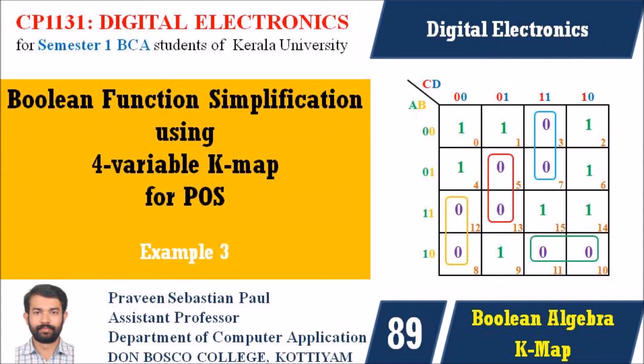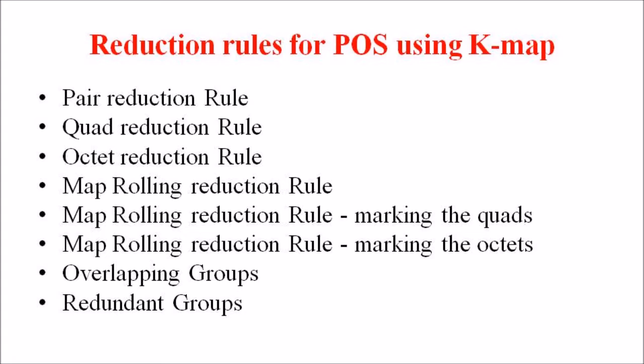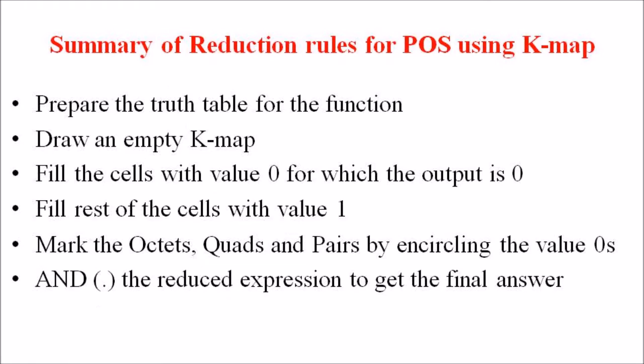In this lecture, we are discussing example number 3 for Boolean function simplification using a 4-variable K-map for the POS. My dear students, in the last two lectures, we had discussed two examples of 4-variable K-map solutions, and previously we had discussed 3-variable K-map solution for POS. In lecture number 83, we had discussed the different rules for POS K-map solution. Those rules include pair reduction, quad reduction, octet reduction, map rolling, overlapping, and redundant group reduction. For details, kindly go through lecture number 83.